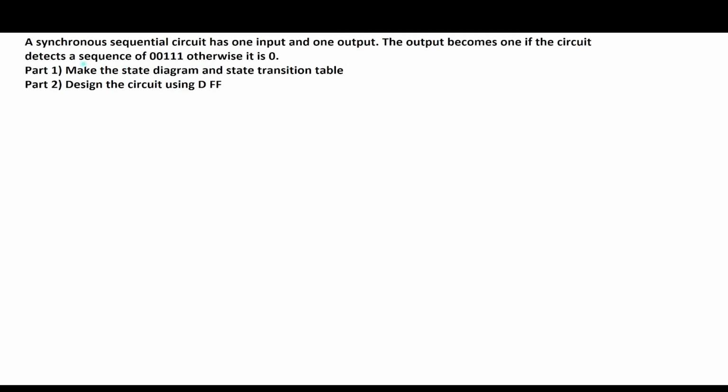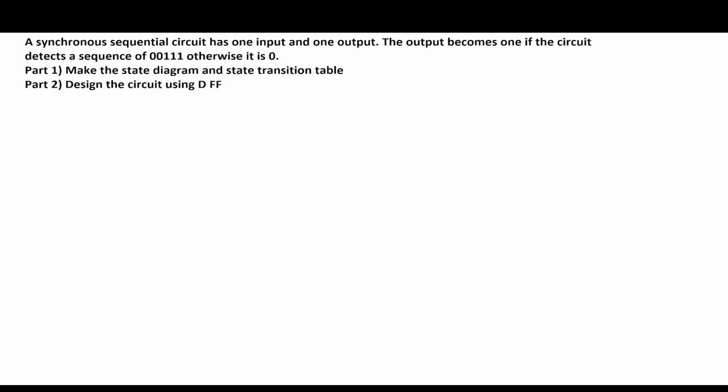Hello everyone. In this tutorial, let's go over this question on FSM, Finite State Machine. So the question is, a synchronous sequential circuit has one input and one output. The output becomes 1 if the circuit detects a sequence of 0, 0, 1, 1, 1. Otherwise, it's 0. So in part 1, we're asked to make the state diagram and state transition table. In part 2, we're asked to design the circuit using D flip-flops.